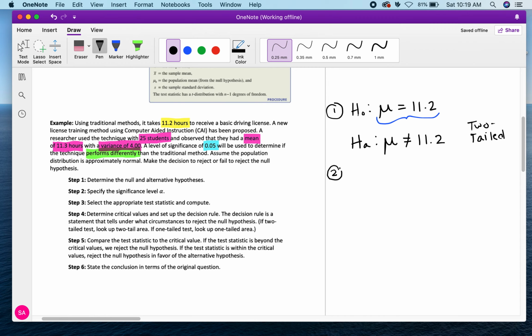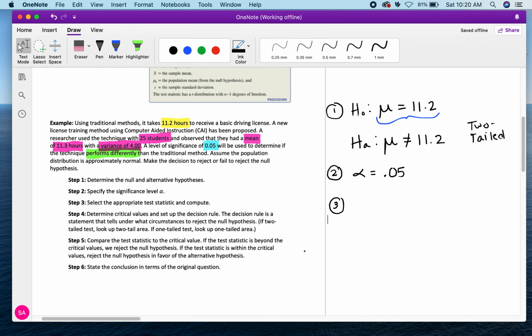All right, step 2, specify the significance level, which, for us, that's always going to be given. In the real world, if you become a statistician, you will identify the significance level because it's not always going to be given to you, right?